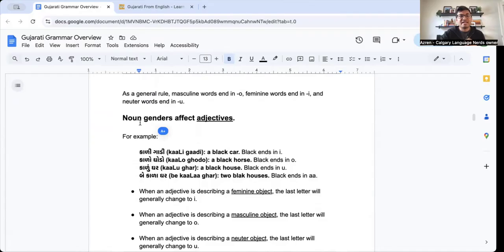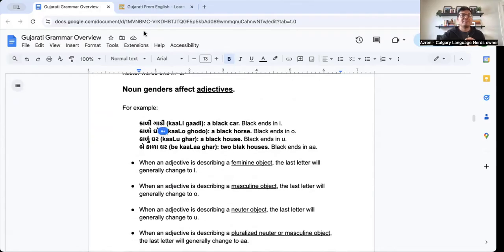So noun genders affect adjectives. For example, if I want to say a black car, it's gadi, gadi. The word for black, gadi, ends in e. A black horse, garo, goro. The word for black, garo, now ends in o. A black house, garu, ghar. Now, garu ends in u, right?